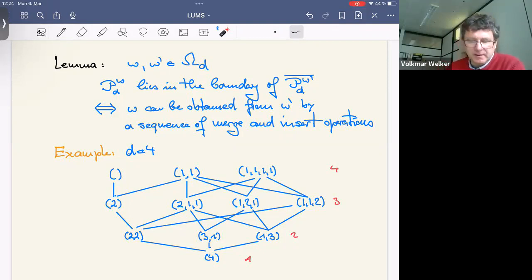So, for example, in the case d equals 4, we can look at the polynomials with no real roots, with 2 simple real roots, and with 4 simple real roots. Let's look at the one with 2 simple real roots. What can happen is these 2 simple real roots can come together and form a new real root of multiplicity 2. So that's this path.